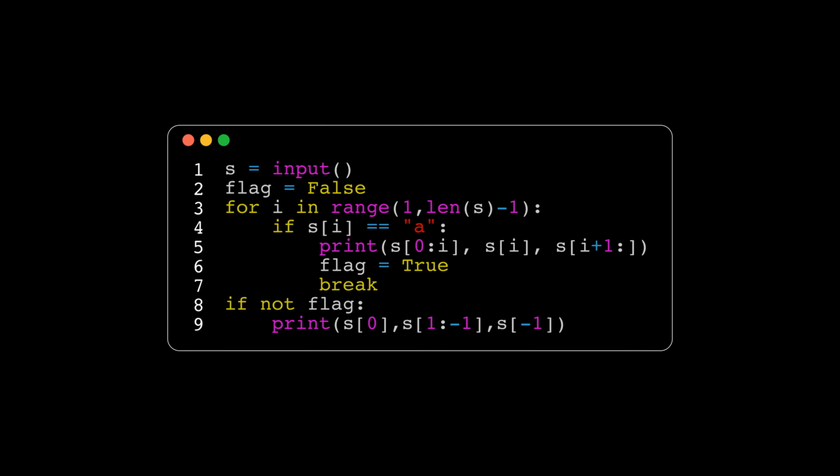If we find no A, then the flag will not be set, so if not flag, then we'll print out s[0], which is the first letter of the string, then s[1:-1], which is the second to the second last letter of the string, which will be the middle section of all B's, and then the last, s[-1], which will be the last element. And this is how you solve this problem.